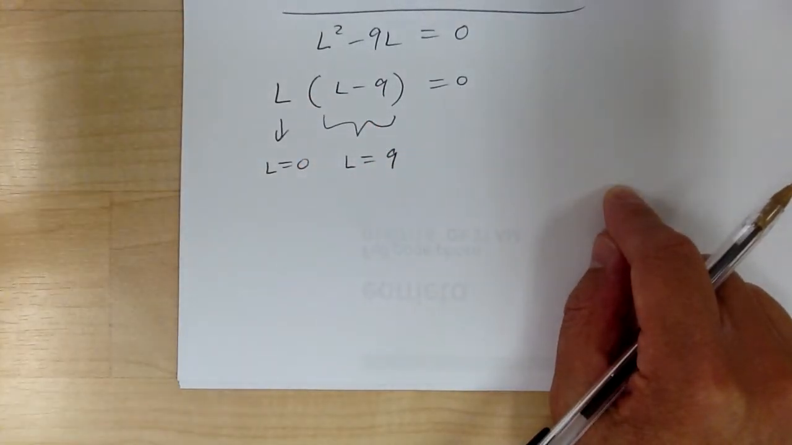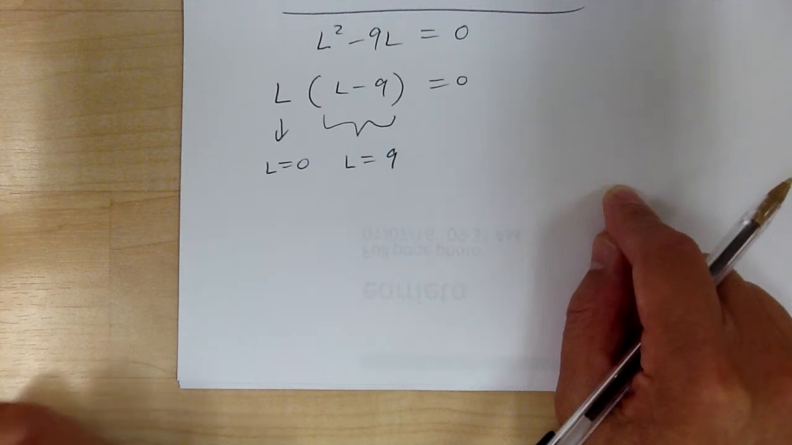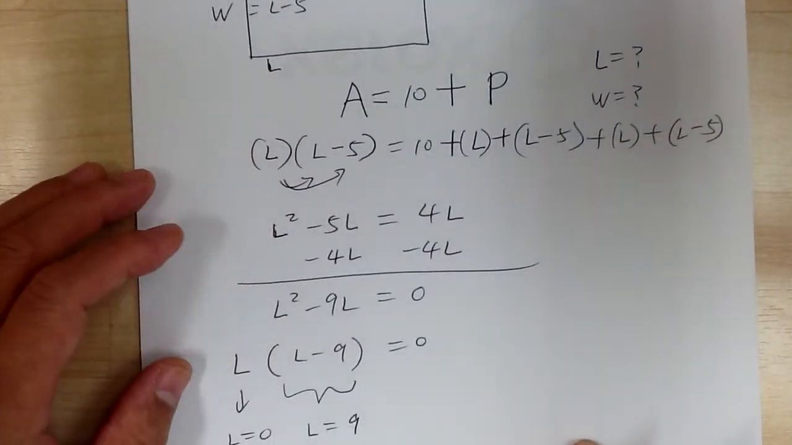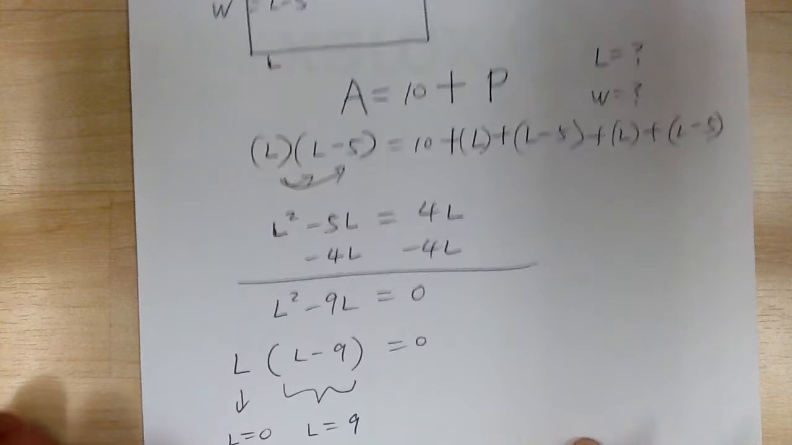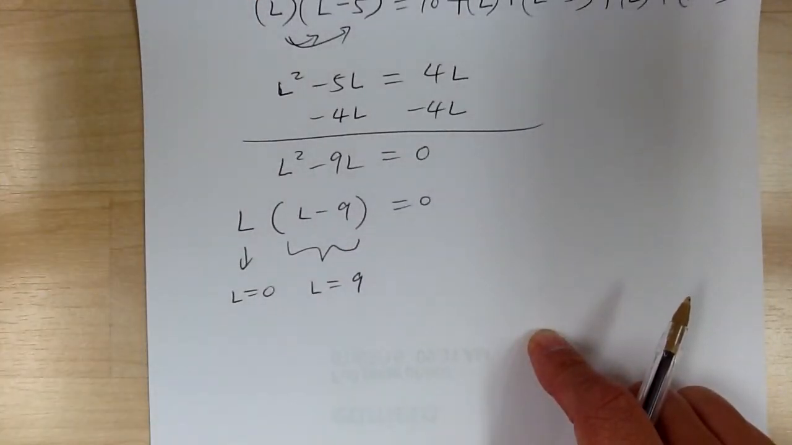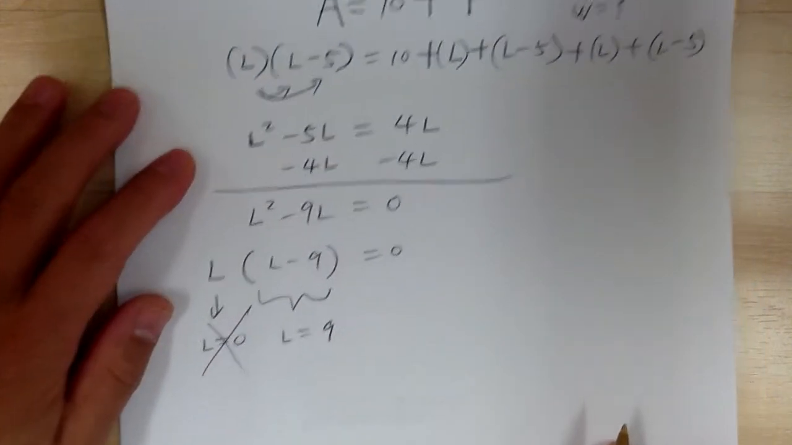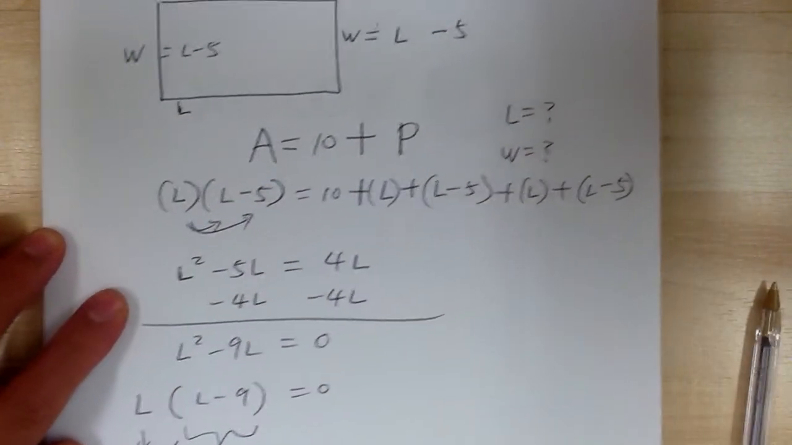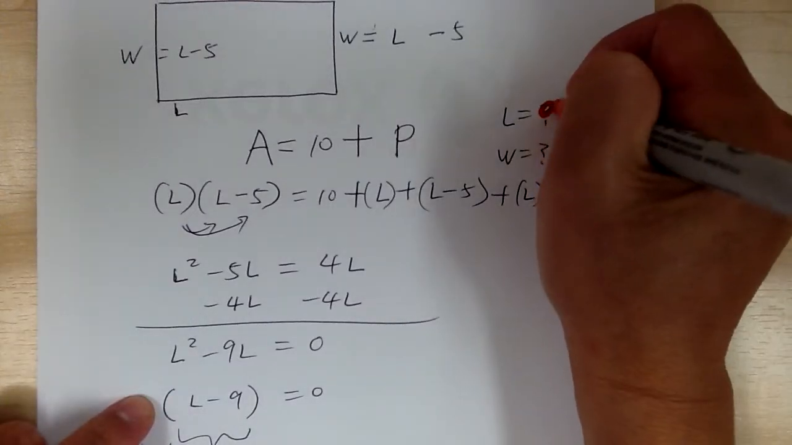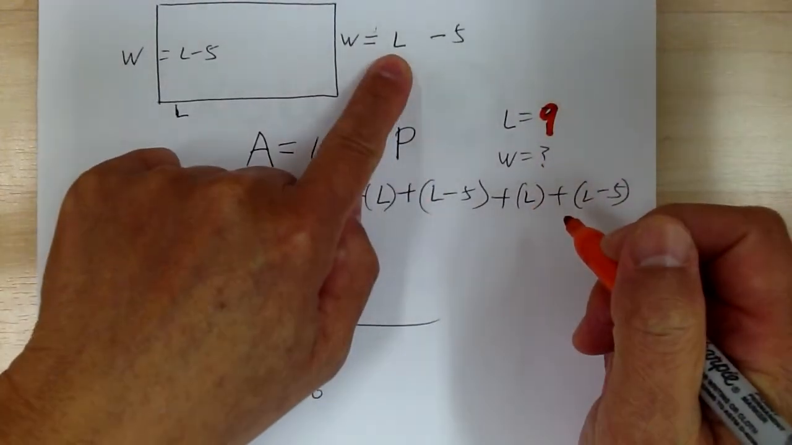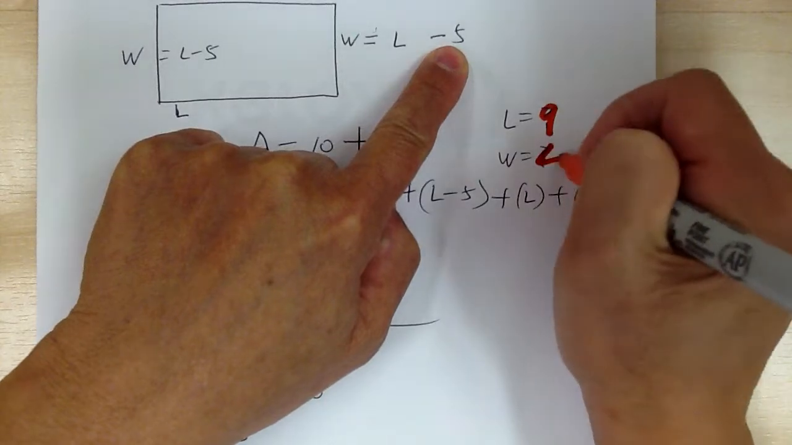Okay, so now we can go and answer the question, right? Now remember, this is a real object. If it's a real object, you cannot have a length equal to 0, because if you have length equal to 0, you got nothing, right? So you cannot have that. So only one that's good is over here. So from here, you can go and answer the question. So length is equal to 9, and the width is 9 minus 5, so that gives you 4.